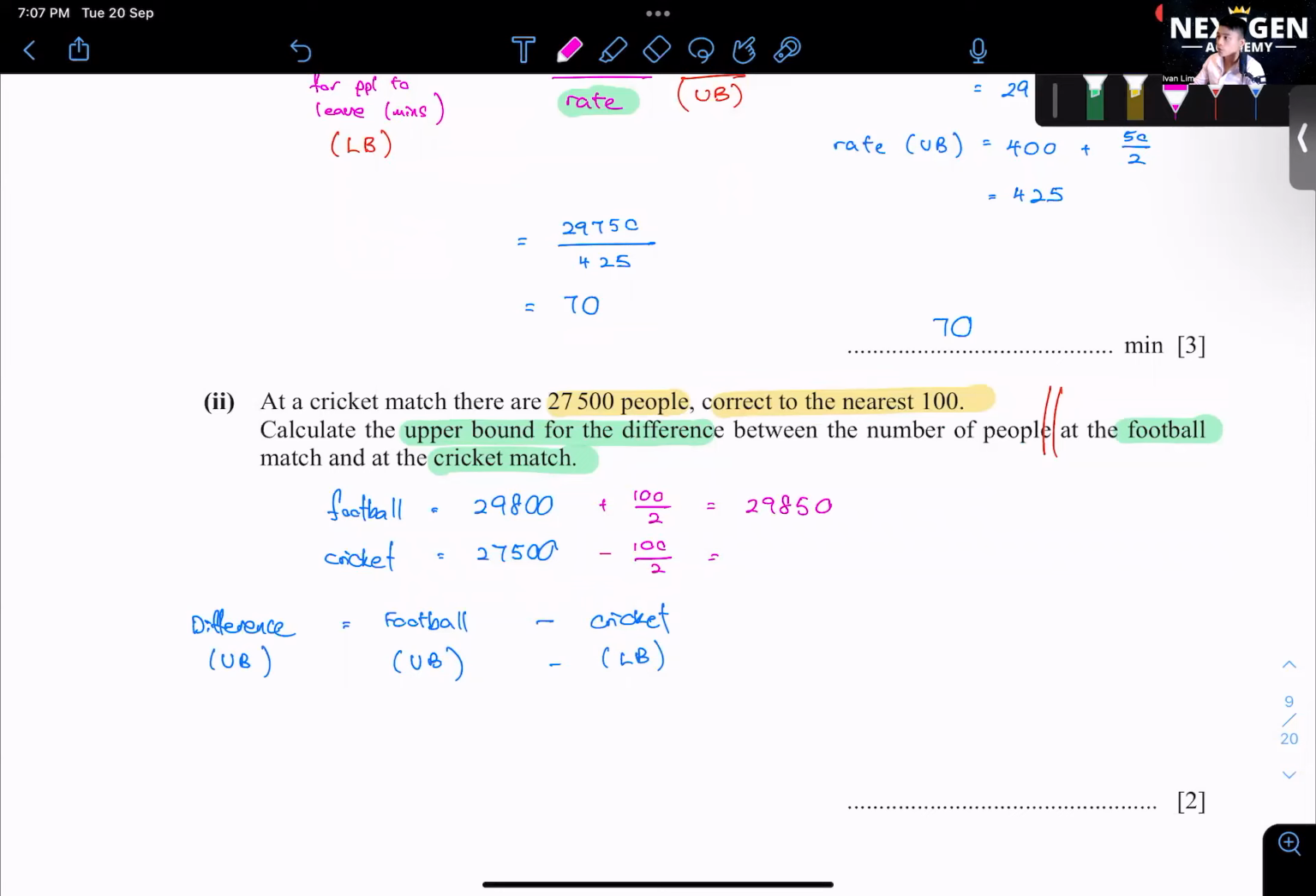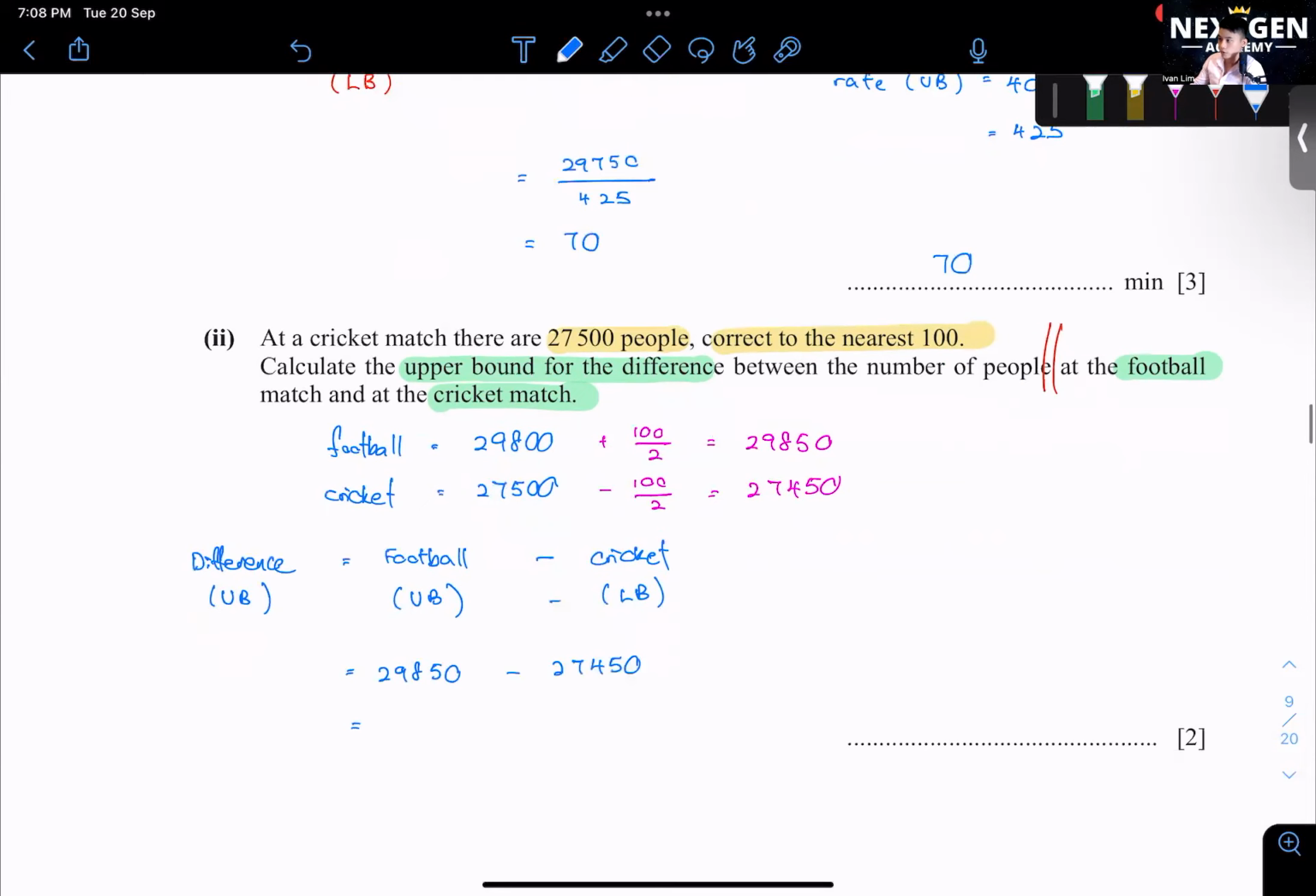Then the lower bound, 27450. Just sub it inside here: 29850 minus 27450. You'll get 2,400.